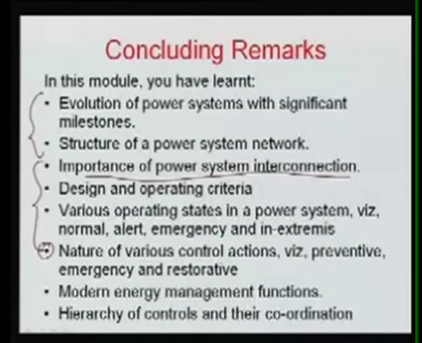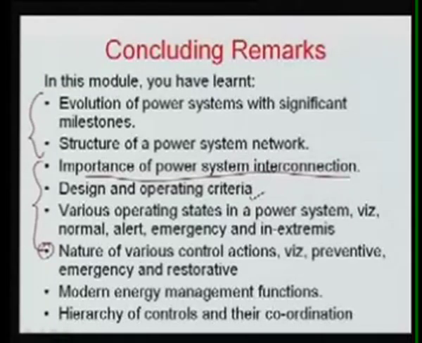We also saw the design and operating criteria, and I elaborated that there are 5 design and operating criteria. First, I said the power quality. I said the power system should be secure, reliable, economical, and stable as well, because we must supply power in a stable and efficient manner. So I explained the various design and operating criteria. I explained the power quality issues, which are very much emerging right now, and I also explained the various operating states in the power system for the security analysis.